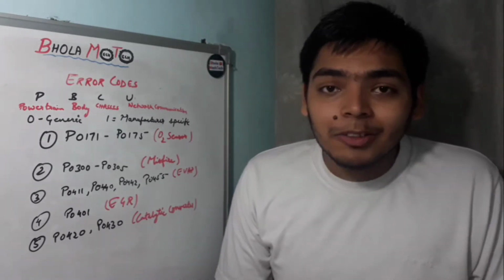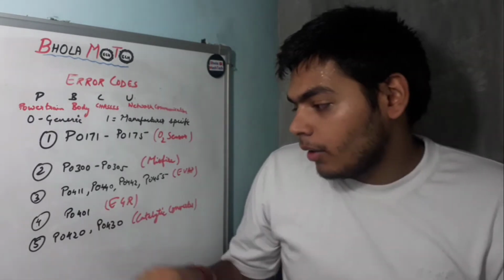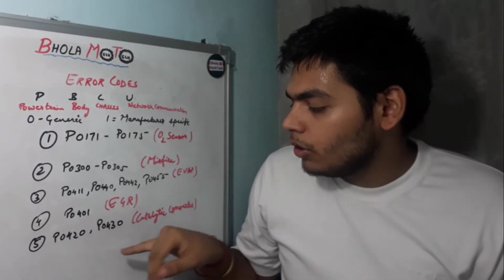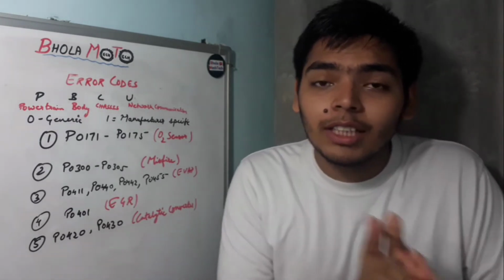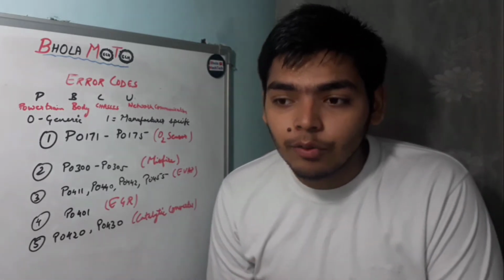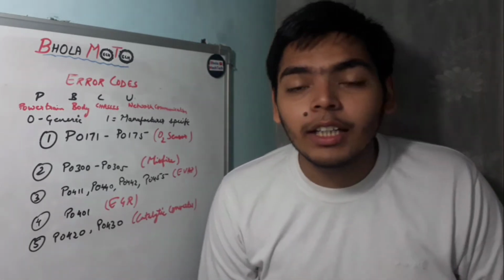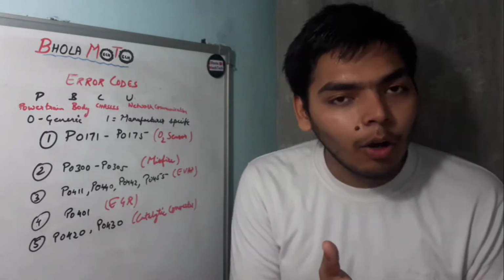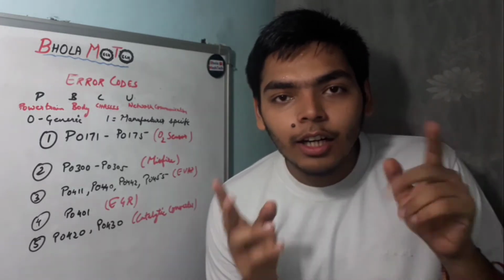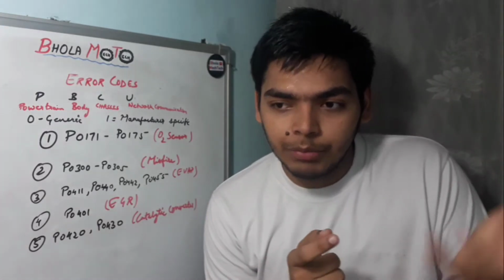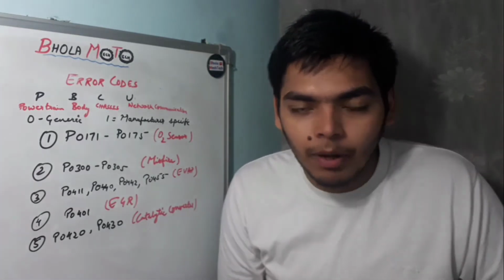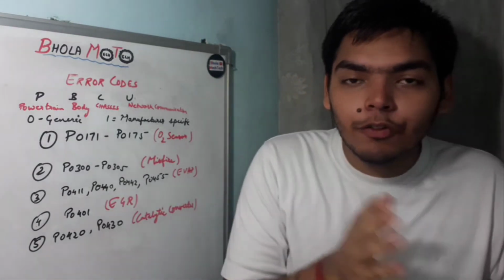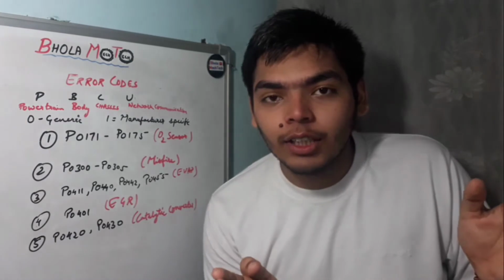The last but very important error codes are P0420 and P0430. These are the error codes which signify there is some fault in the catalytic converter. How can we sense it? There are two oxygen sensors inside the whole exhaust path. The first O2 sensor is placed before the catalytic converter, and another is placed after the catalytic converter.